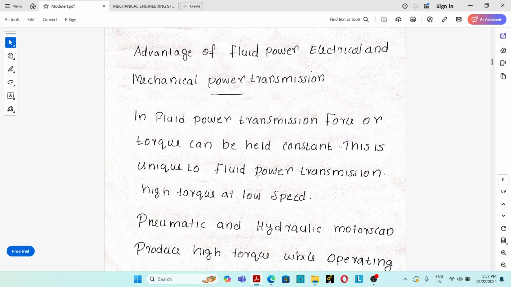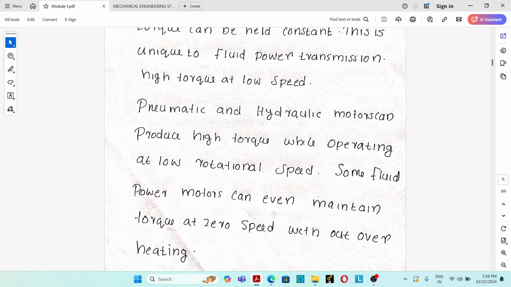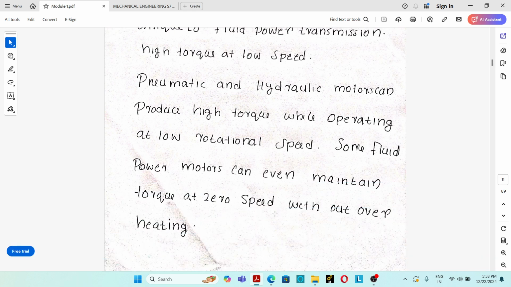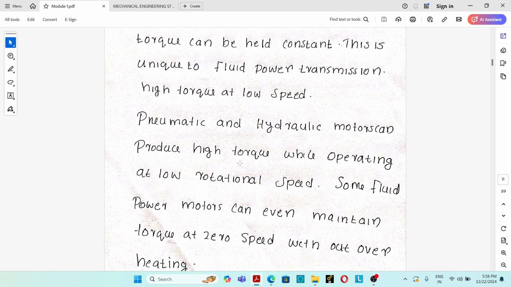This is unique to fluid power transmission: high torque at low speeds. In fluid power transmission, force or torque can be held constant throughout the working, and high torque will be produced at lower speeds. So pneumatic and hydraulic motors can produce high torque while operating at lower rotational speed also. Some fluid motors can even maintain torque at zero speed without overheating. So this is a unique feature of a fluid power system when comparing to mechanical or electrical transmission.